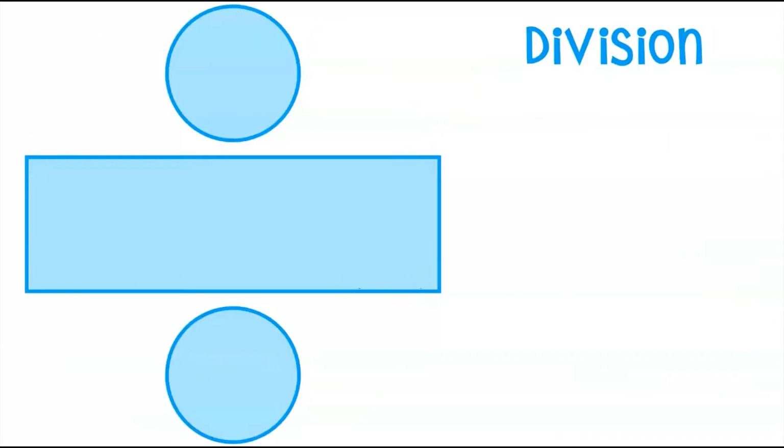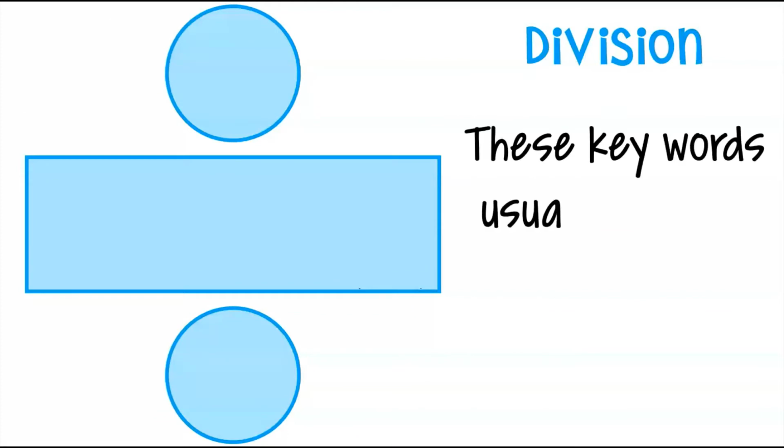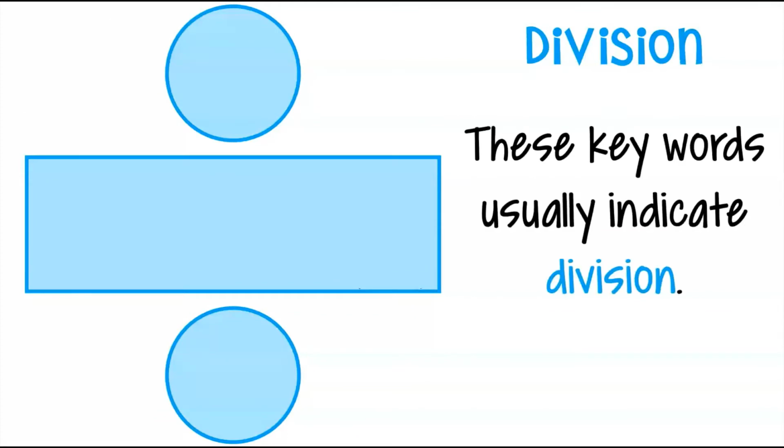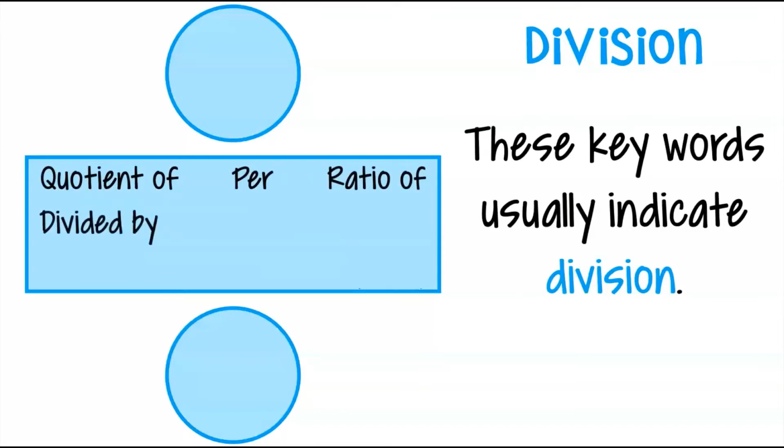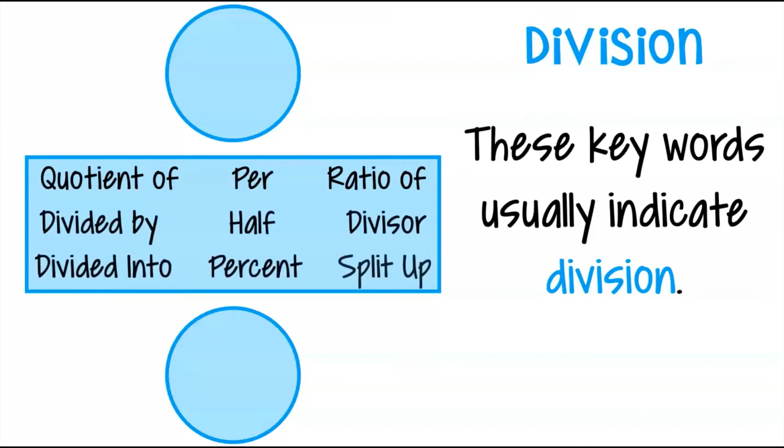And then there's division. These keywords will help you know that you need to divide. Things like quotient of, per, ratio of, divided by, half, divisor, divided into, percent, and split up.